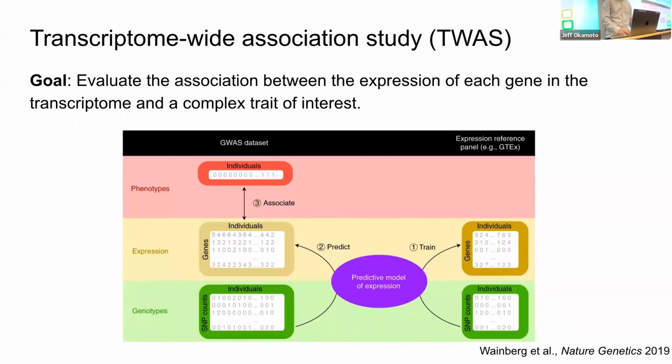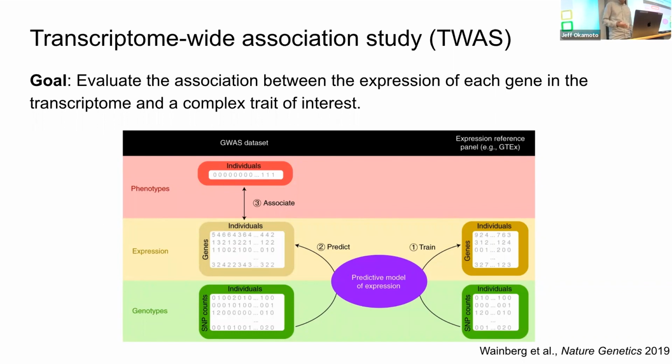Often how these start out is you have a reference panel, for example GTEx, if you're looking at expression data, that you use to train your expression weights in this cohort. Then you use those weights to predict expression in a separate GWAS cohort, and then you associate that predicted expression with your GWAS trait. So what you end up with is a transcriptome-wide set of z-scores.